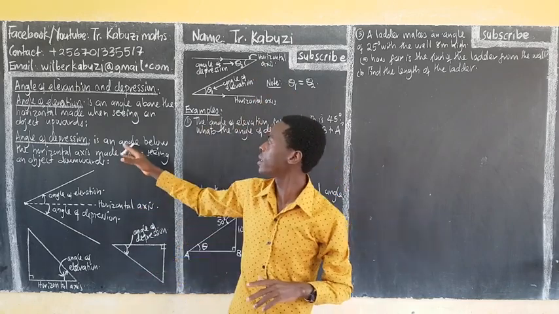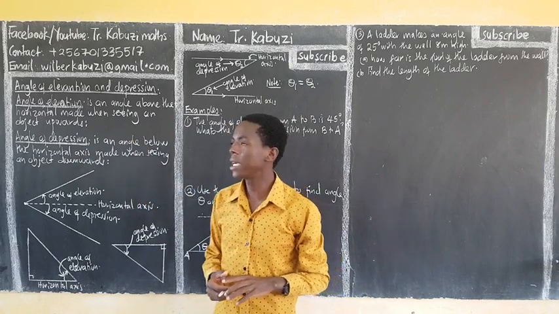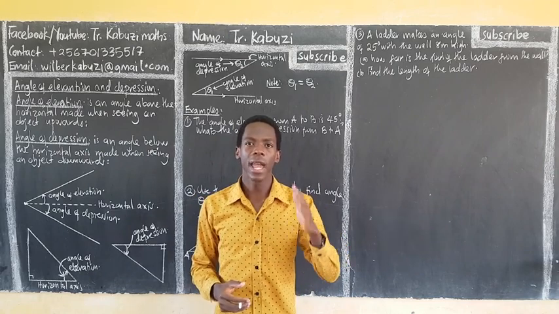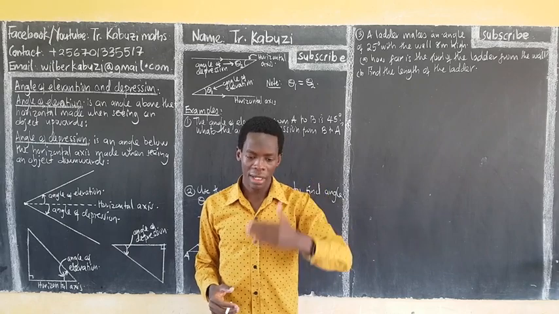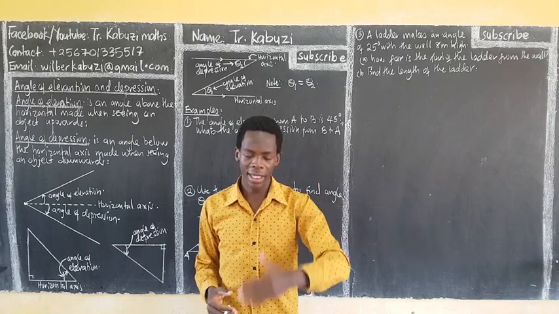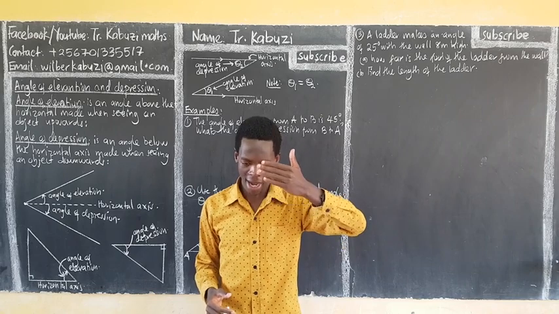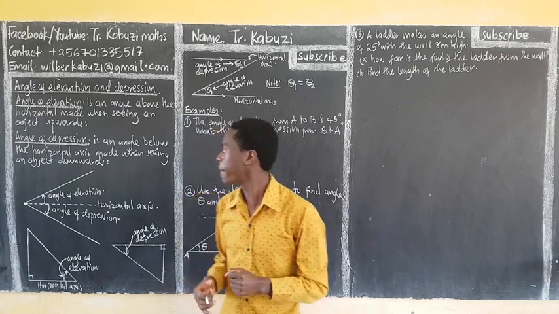And the angle of depression is the angle below the horizontal axis made when seeing an object downward. So if my eyes are up, then when I look down like this, I'm making a depression, because I'm looking at something below. So that angle we make from the horizontal when we put our head down to something below is what we call the angle of depression.